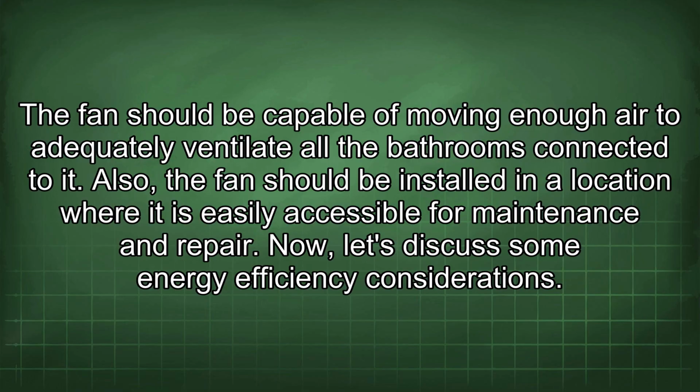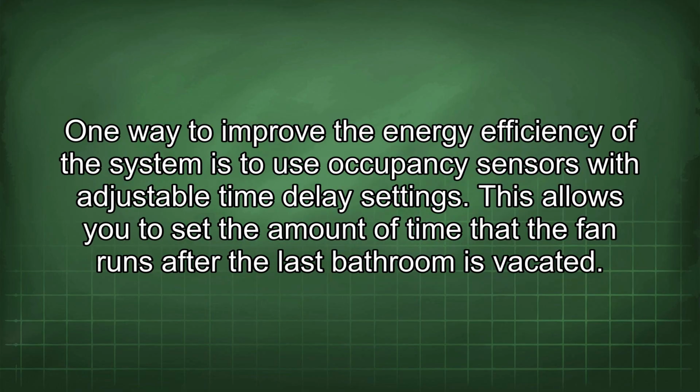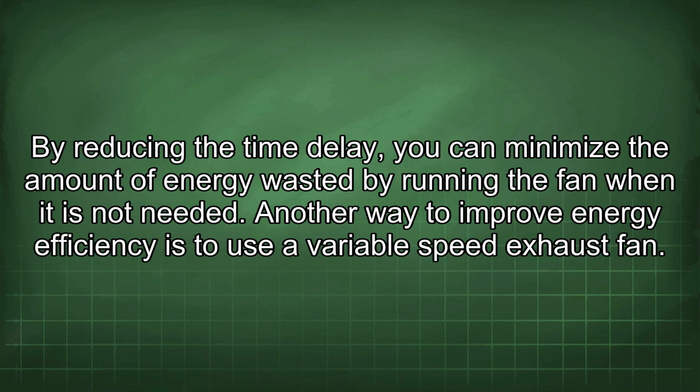Now, let's discuss some energy efficiency considerations. One way to improve the energy efficiency of the system is to use occupancy sensors with adjustable time delay settings. This allows you to set the amount of time that the fan runs after the last bathroom is vacated. By reducing the time delay, you can minimize the amount of energy wasted by running the fan when it is not needed. Another way to improve energy efficiency is to use a variable speed exhaust fan.